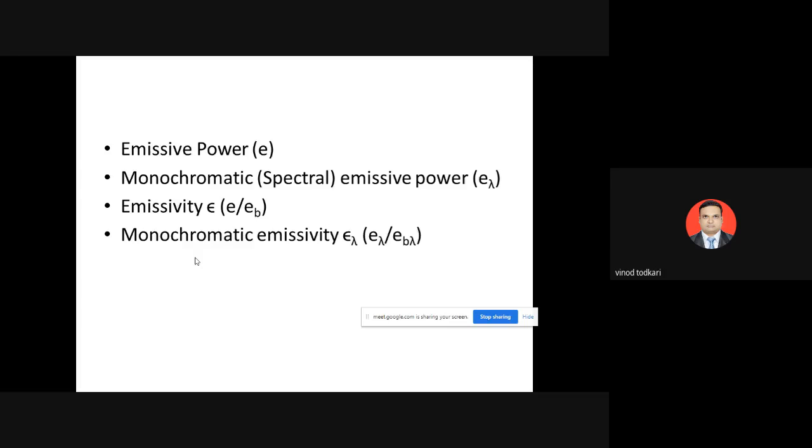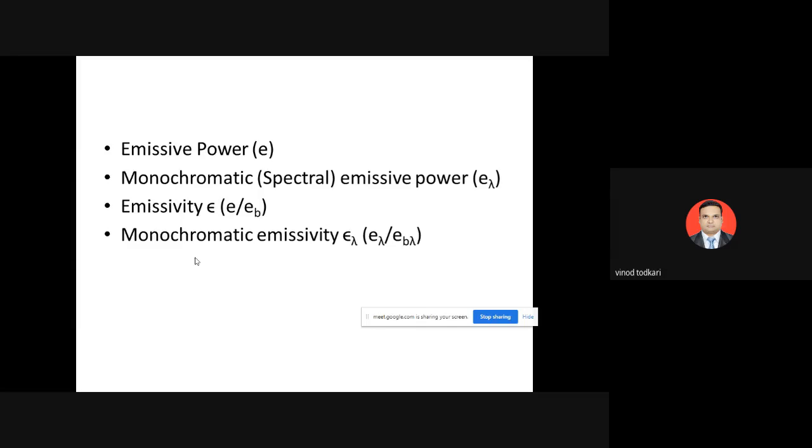I repeat, emissivity is defined as the ratio of emissive power of a body or surface to emissive power of a perfectly black surface at the same temperature. The range of emissivity is 0 to 1. For a perfectly black body, which is a hypothetical concept, emissivity is 1. If emissivity is approaching 1, that body is called a black body. For example, for ice, the emissivity is 0.97, so it is called a black body.